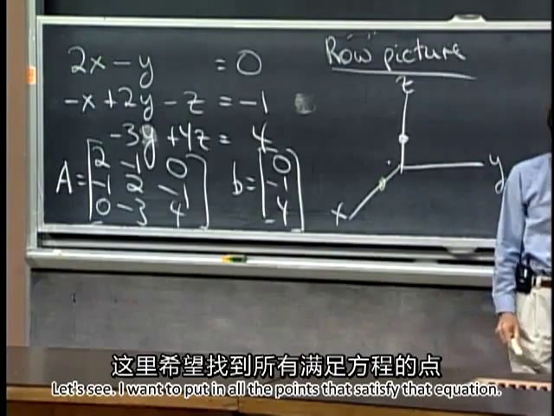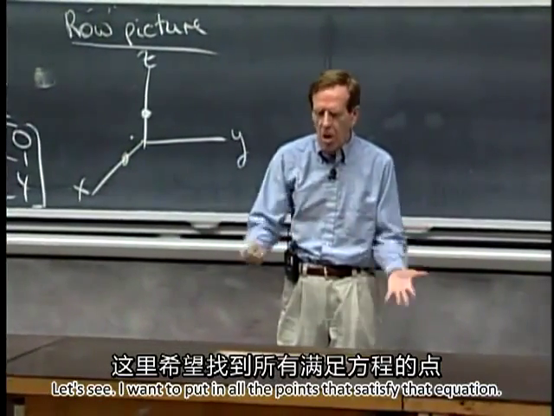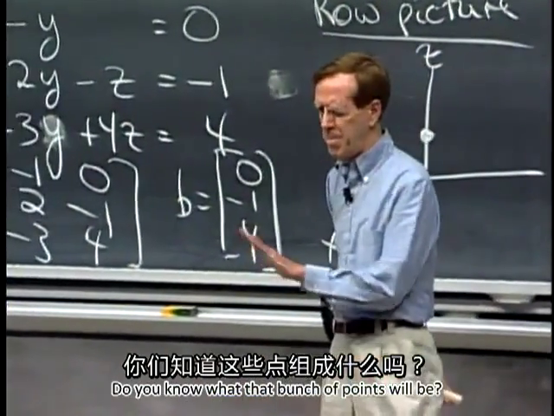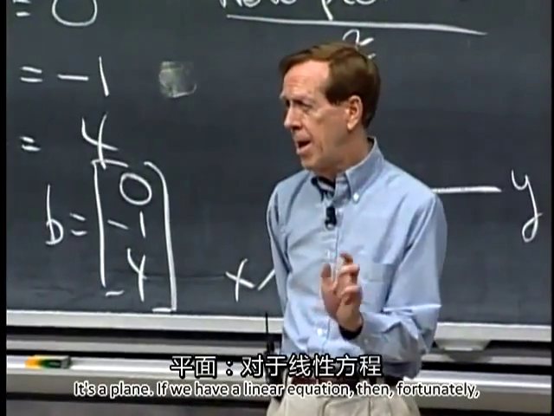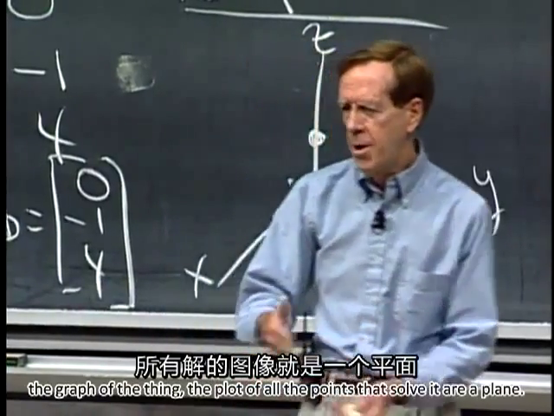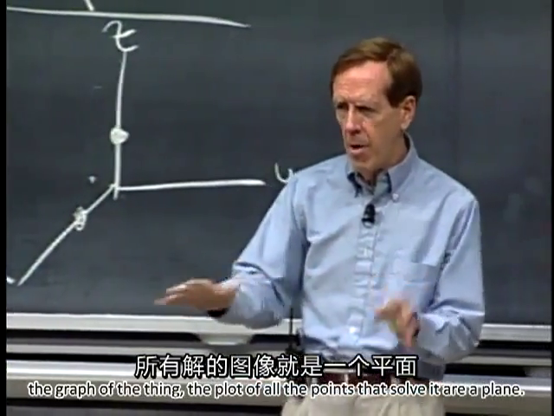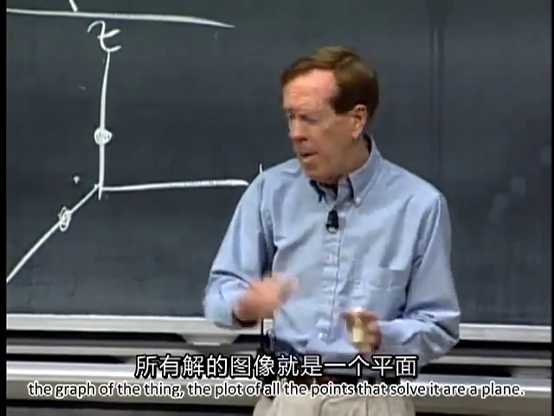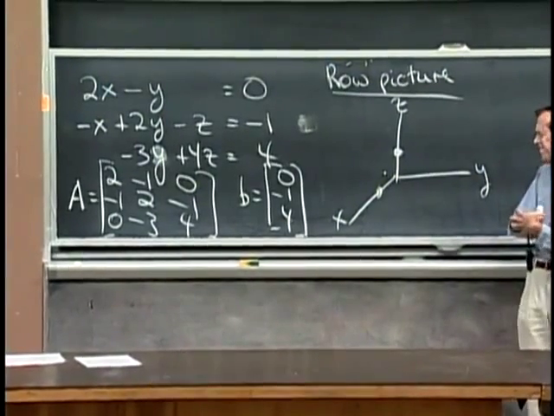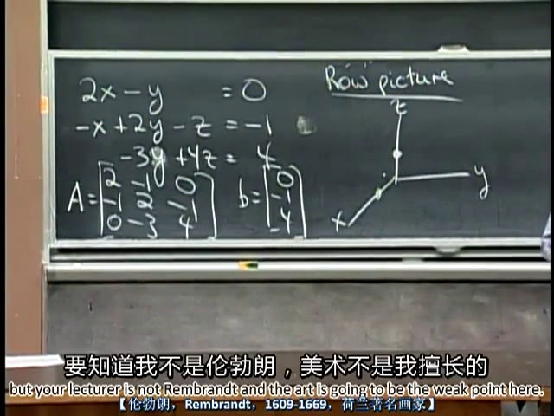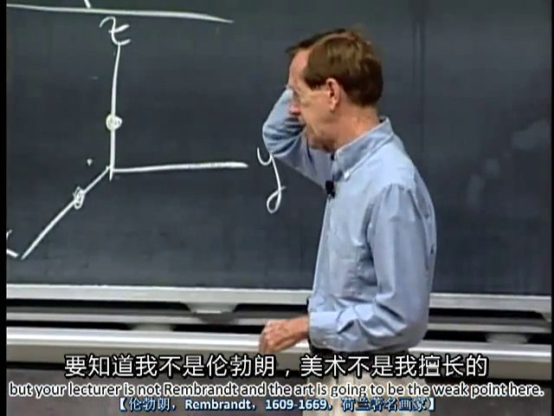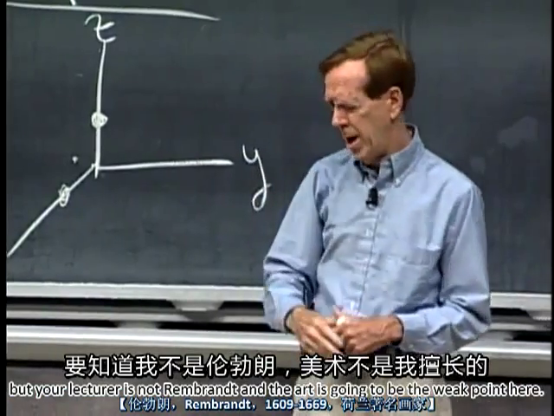Let's see. I want to put in all the points that satisfy that equation. Do you know what that bunch of points will be? It's a plane. If we have a linear equation, then fortunately, the graph of the thing, the plot of all the points that solve it, are a plane. So these 3 points determine a plane, but your lecturer is not Rembrandt, and the art is going to be the weak point here.